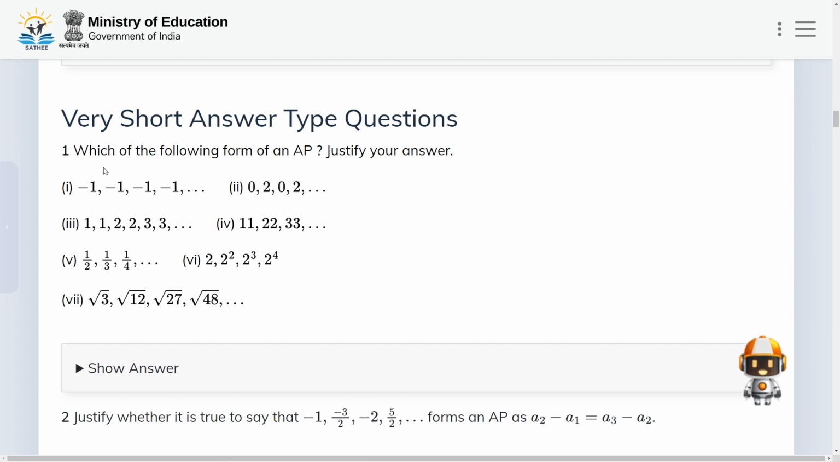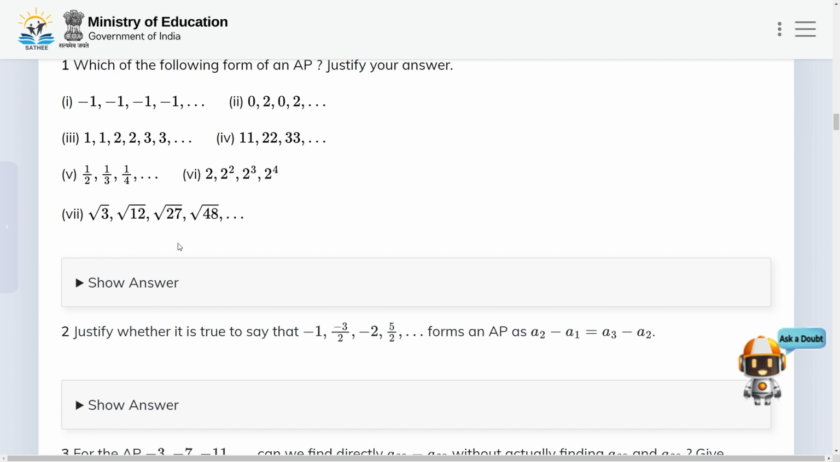Here in the first question, it says which of the following form an AP, and we have to justify our answer. In the first one we have minus 1, minus 1, minus 1, minus 1, and so on. We have to check first of all whether this list of numbers forms an AP or not. So let us see how to check it.